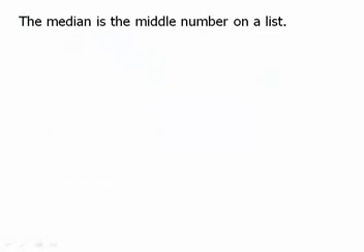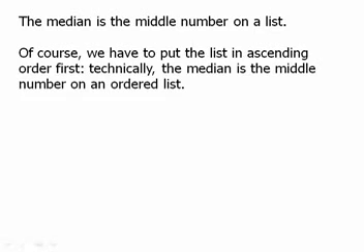Now the median. The median is the middle number on a list. We have to be a little careful here. We have to put the list in ascending order first, that is, from smallest to biggest. Technically, the median is the middle number on an ordered list. So we can't just write them in any jumbled order and then say, okay, the median is the one that happens to be sitting in the middle of that jumble. No, we have to put the list in order from smallest to biggest. And often, incidentally, the test will not do that. They'll give you the numbers in a jumbled order, and then you yourself have to put them in order and then find the median. So you have to be careful with that.